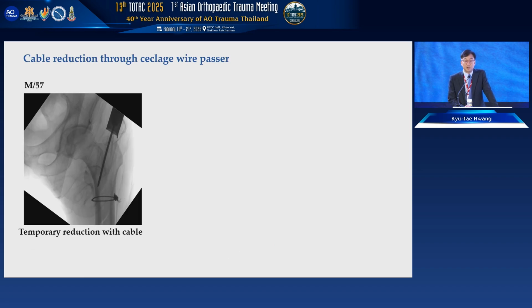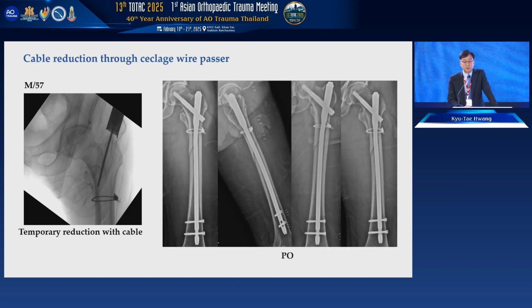After reduction with the cable, IM nailing is a very easy technique. This is a post-operative radiograph, which shows good alignment.